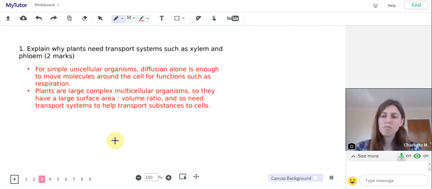Here are the answers. So for simple unicellular organisms, diffusion alone is enough to move molecules around the cell for functions such as respiration. Plants are large, complex, multicellular organisms, so they have a small surface area to volume ratio, and so need transport systems to help transport substances to cells.